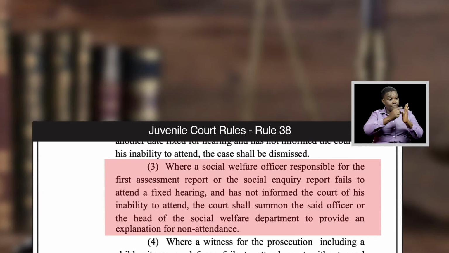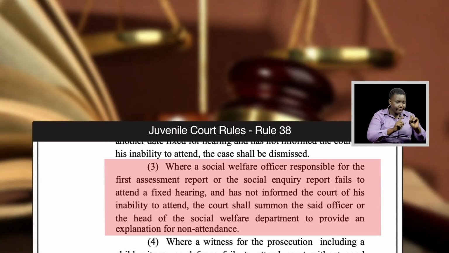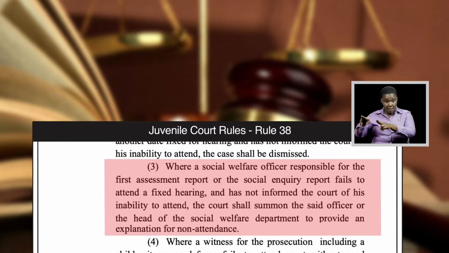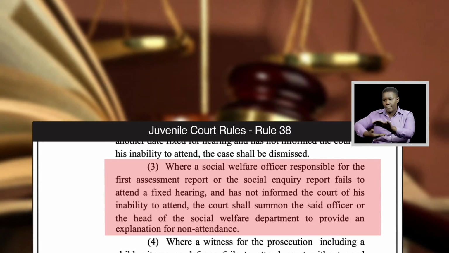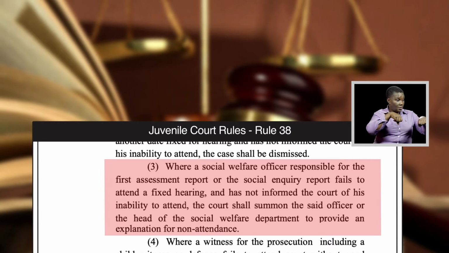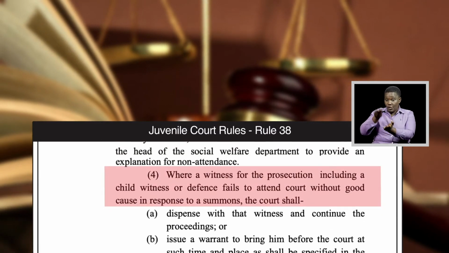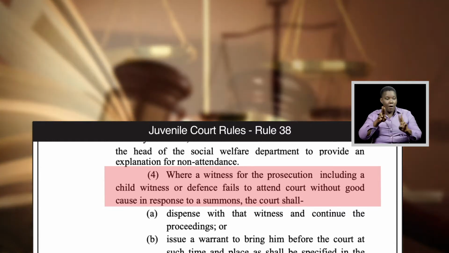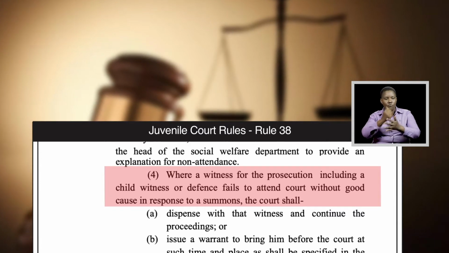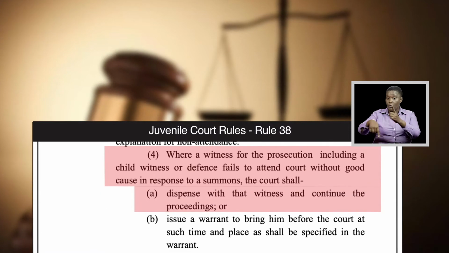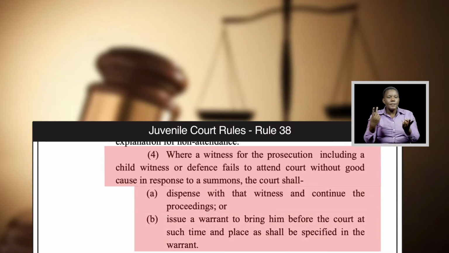Under Rule 38, Sub-Rule 3, where a social welfare officer responsible for the first assessment report or the social inquiry report fails to attend a fixed hearing and has not informed the court of his inability to attend, the court shall summon the said officer or the head of the social welfare department to provide an explanation for non-attendance. Under Rule 38, Sub-Rule 4, where a witness for the prosecution, including a child witness or defense, fails to attend court without good cause in response to a summons, the court shall dispense with that witness and continue with proceedings, or issue a warrant to bring him before the court at such a time and place as shall be specified in the warrant.